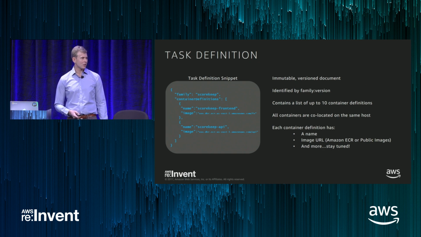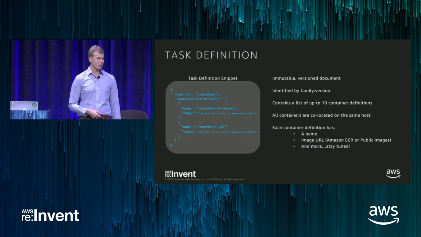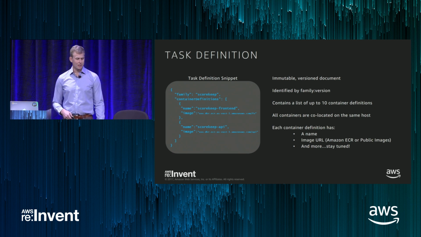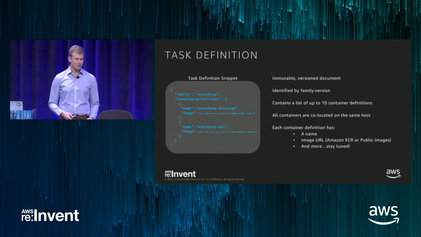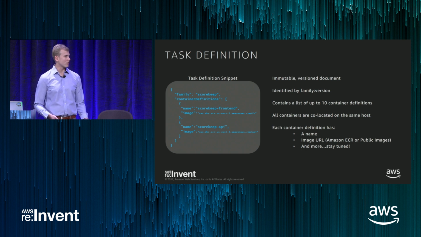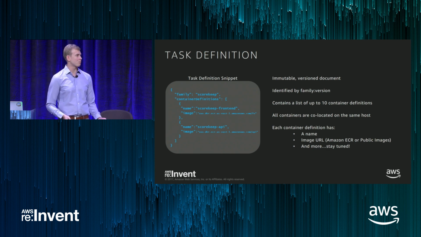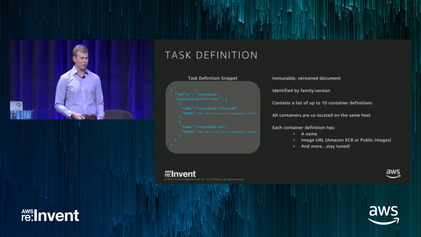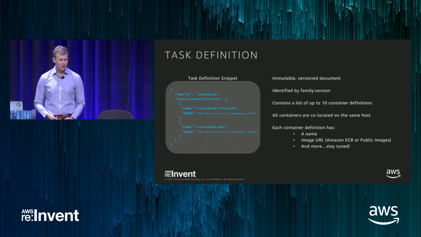The first thing we define is the family. As a task definition runs our immutable version documents, the family provides a friendly way to reference a set of versions. Next, we have the container definitions block, which defines the containers that we want to run as part of this task. Note that containers defined in tasks will be started at the same time and will be co-located on the same host. For our SCOREKEEP application, we have configured our front-end container talking to our API container on localhost, and so we've put them in the same task definition so they can communicate over that localhost interface.